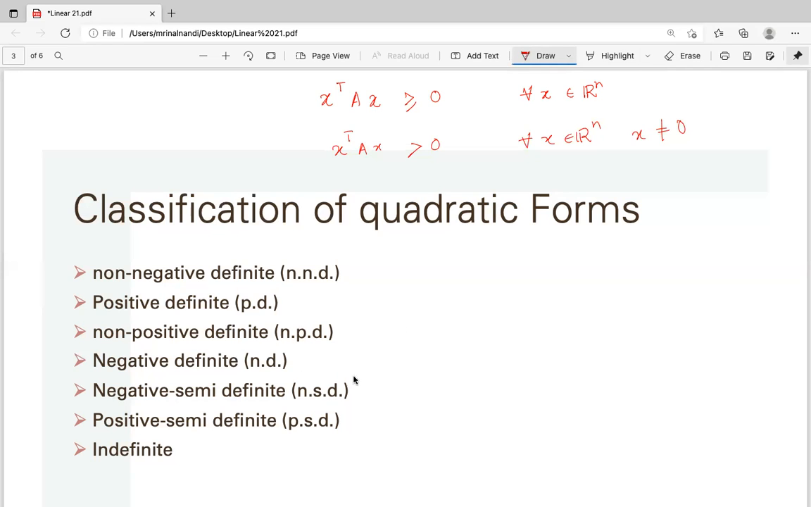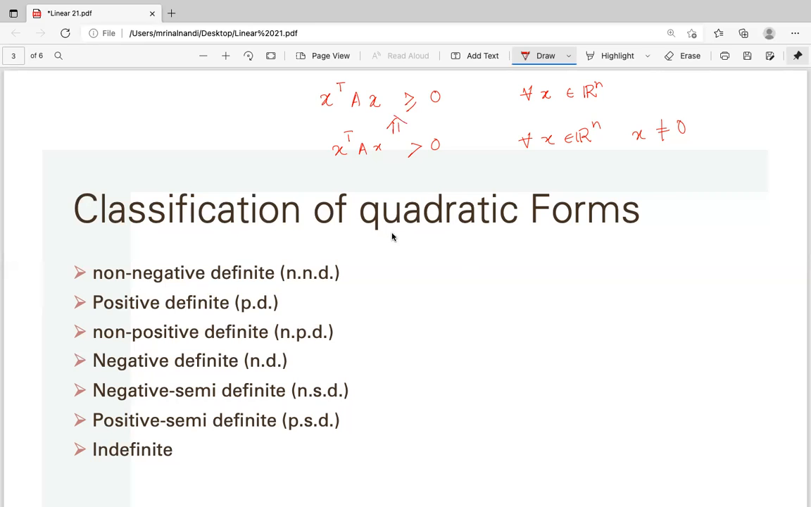Negative semi-definite is actually non-positive, but not negative definite. So what is semi-definite? It is non-positive definite as well as not negative definite. So remember that negative definite is non-positive definite. Any positive definite matrix is non-negative definite, because this implies this. So any positive definite matrix is non-negative definite.